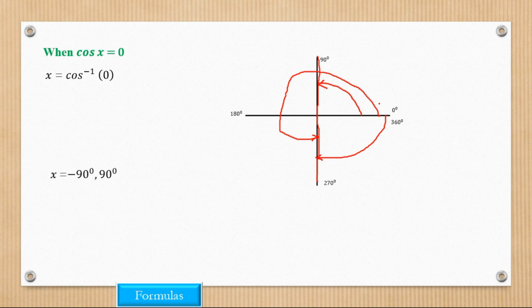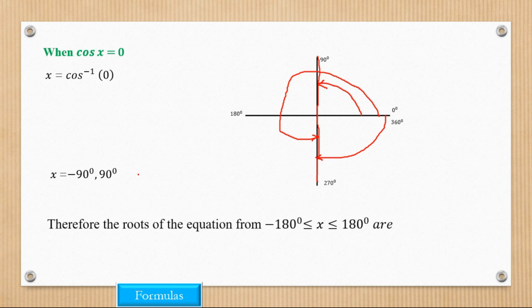All right, so I've seen that, because we're getting the real values of x itself directly. So you have x being equal to negative 90 and that. So therefore the roots of the equation between negative 180 to 180 are this. All right, as simple as that. Let's move on to the next question.